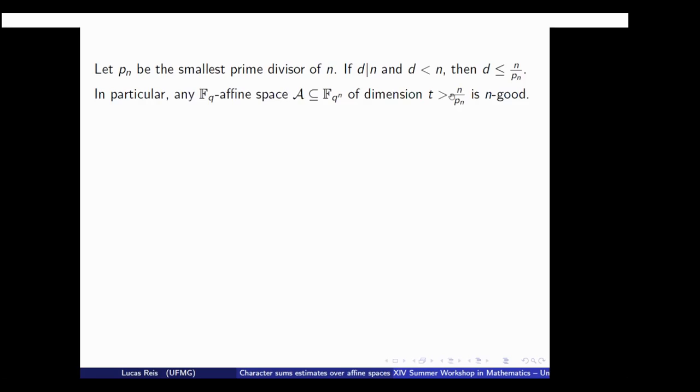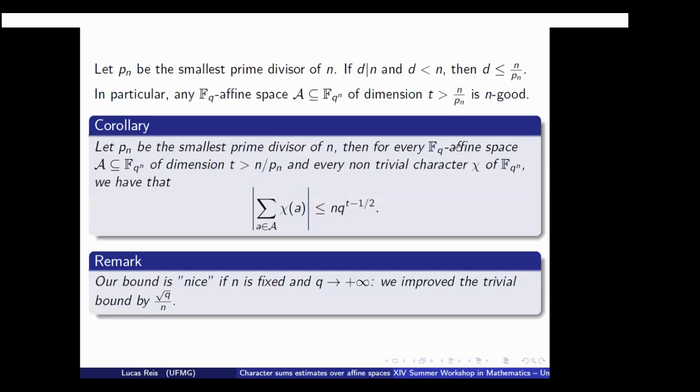Something that I just mentioned earlier, this bound is nice, non-trivial if n is fixed and q goes to infinity, right? So essentially, I'm improving the bound by this quotient, right? So the square root of n. This is what I'm saving from the trivial bound. So if I fix n and q goes to infinity, I'm saving something actually effective in the character sum.